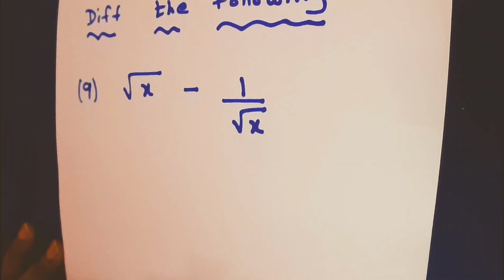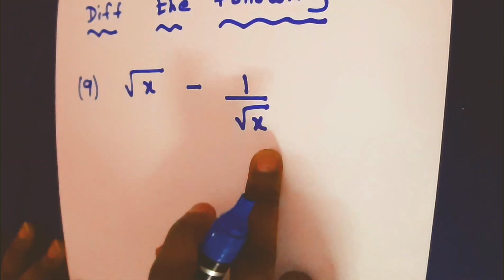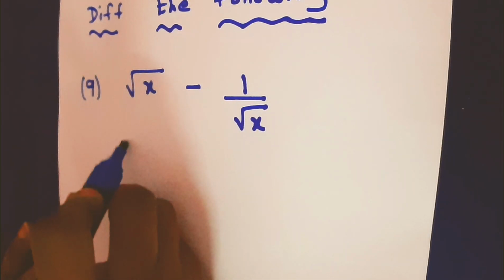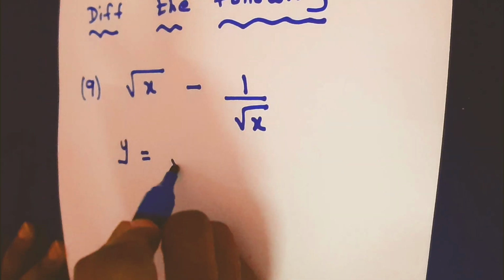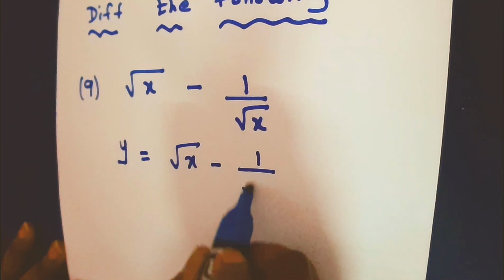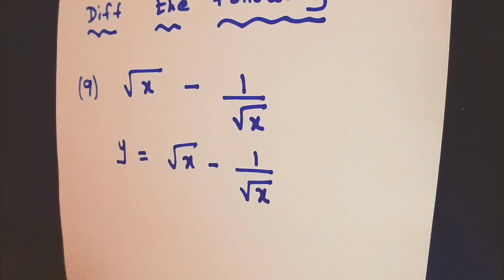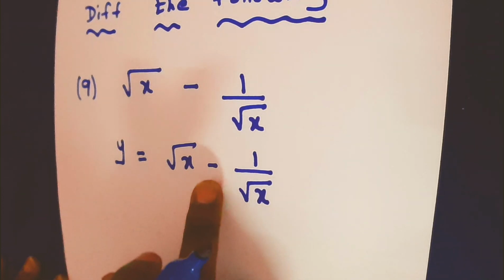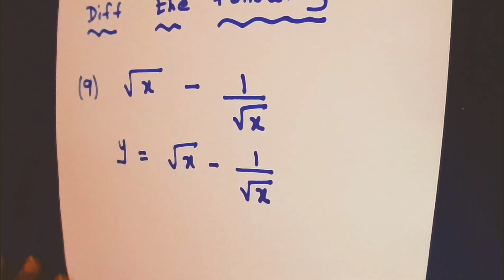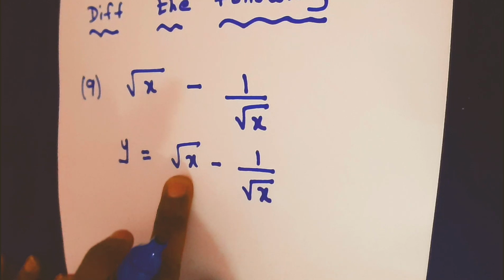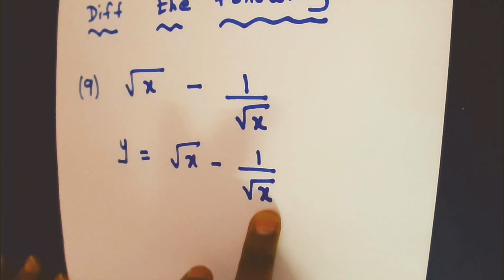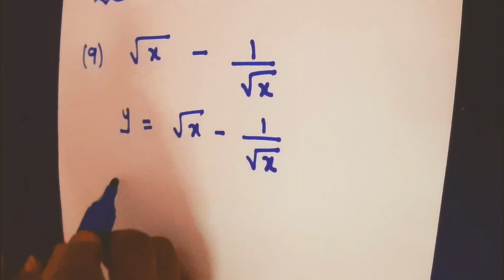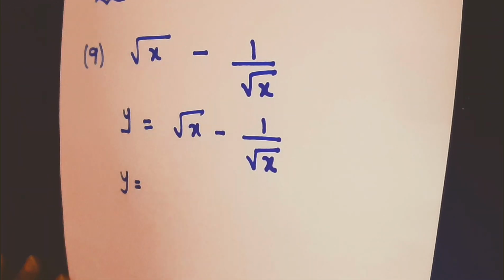So the first step is we'll assign this value to be y. y is equal to root x minus 1 by root x. What is our aim? We have to differentiate with respect to x. Here you have minus, which means we'll apply the difference rule or subtraction rule. As per the rule, we have to differentiate the first term and then differentiate the second term. Before differentiating, we'll do some modifications.